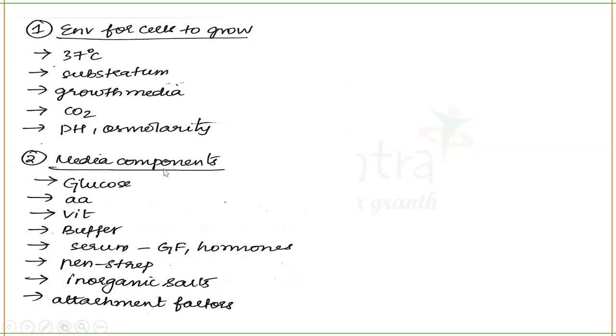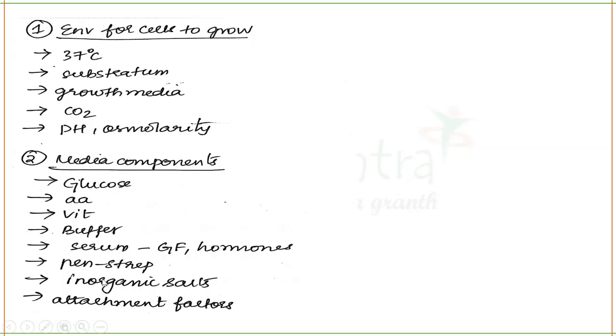Next are your media components. What are the components present in the growth media? You should have a carbon source, that is glucose. You should have a nitrogen source, your amino acids. Vitamins are required. A buffer system to maintain the pH. Serum will contain your growth factors and hormones for the mitosis process to occur. Then you have antibiotics like penstrep, that is penicillin and streptomycin. These antibiotics are definitely required because they will not allow bacterial or any other contamination to come.